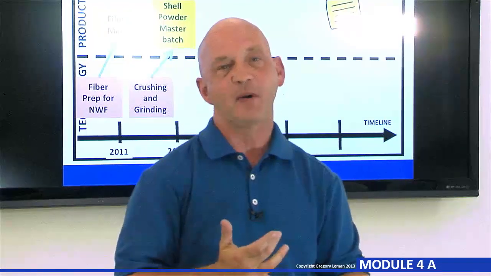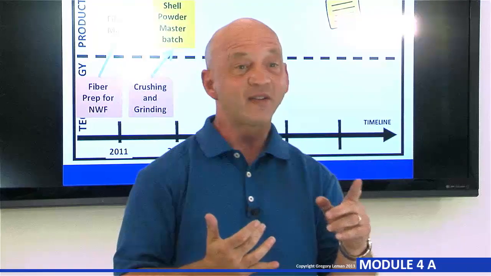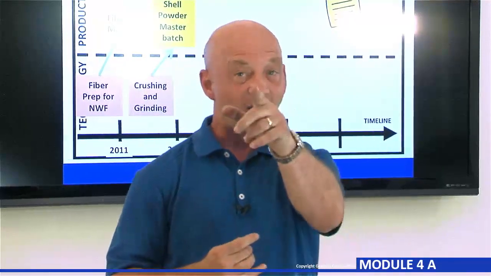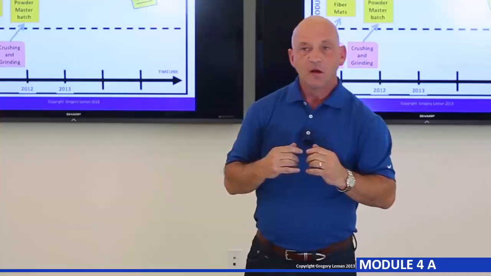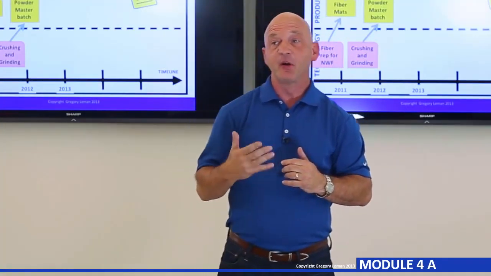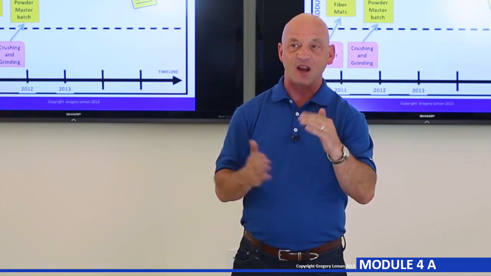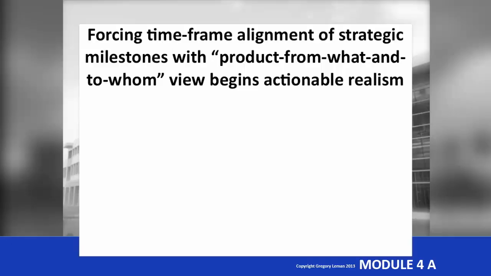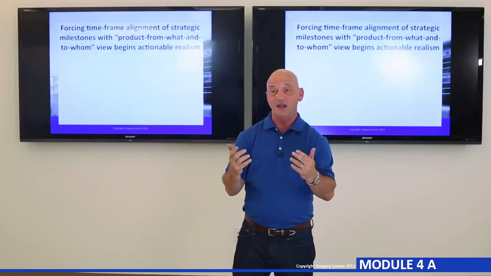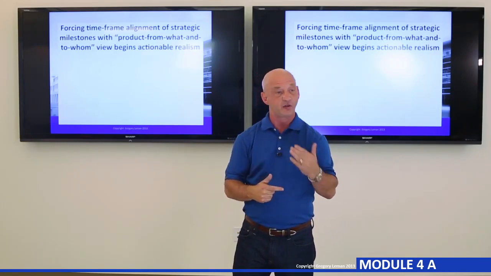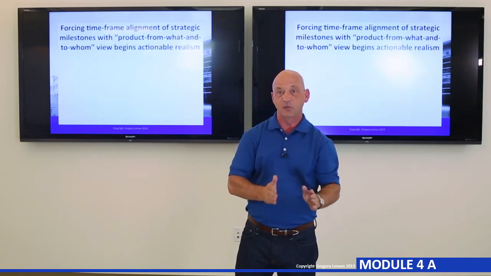Again, nothing happens till somebody sells something. So we have to have a plan of how we're going to get ready to sell something. That's critical. One of the outcomes of having built this roadmap is that we are now forcing an alignment in time frame of those strategic milestones and what that translates to down below that on the page with all your actions. There's a lot more to it than just filling in the box and saying, I'm going to achieve my first $1 million worth of sales in the automotive industry by day X, when we have to translate that into this product from what and to whom format and lay out all those actionable steps.